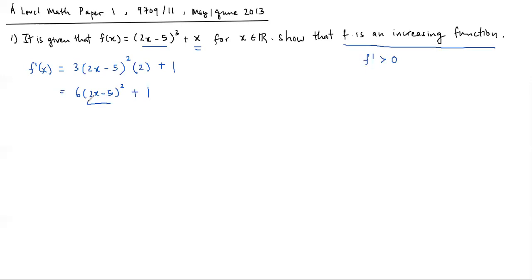The square of any expression is always non-negative, and when you add 1, that gives you a positive value. This indicates that f prime x is positive. So from here, f prime x is positive, and this implies that f is an increasing function.